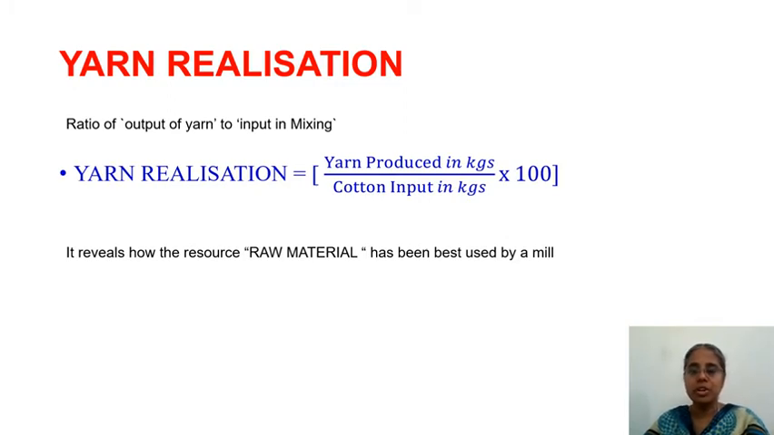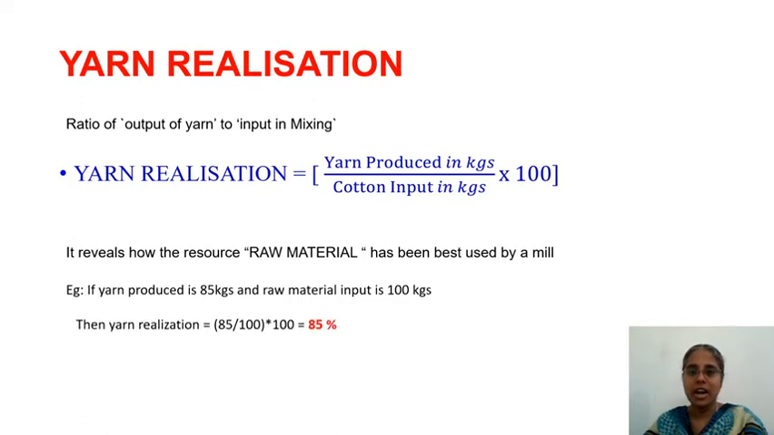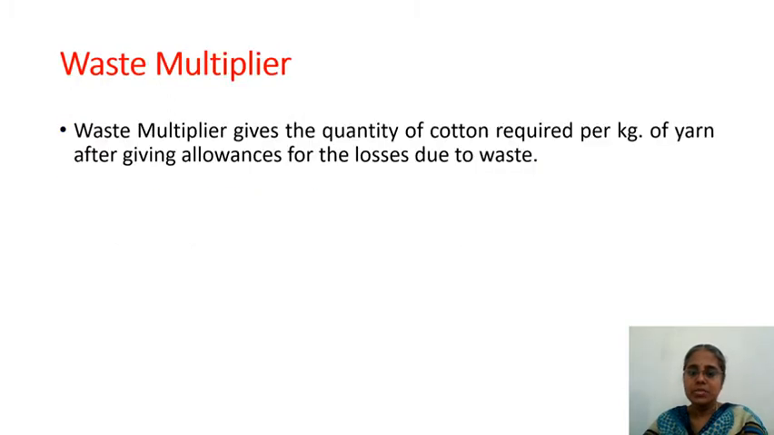This is a very important terminology, as we have seen already. The raw material cost is the major cost in the spinning mill, and 1% or even a 0.2 percentage improvement in yarn realization will yield very high changes in the cost of a total spinning mill. Example, if you produce a yarn of totally 85 kgs for an input of 100 kgs, then your yarn realization is simply 85 percentage.